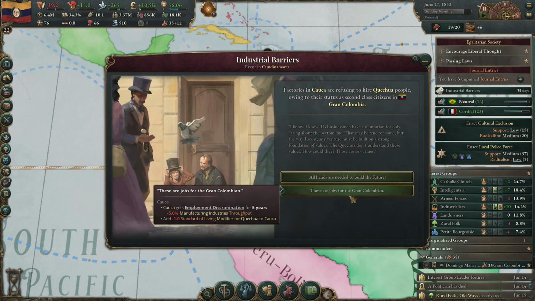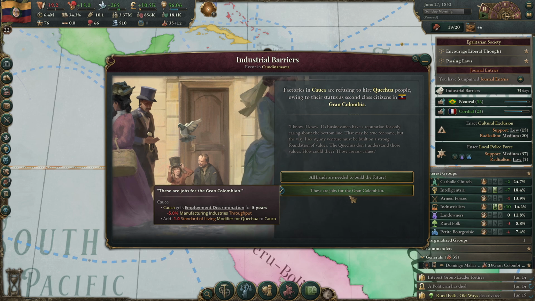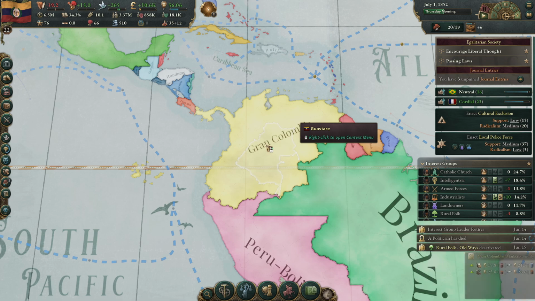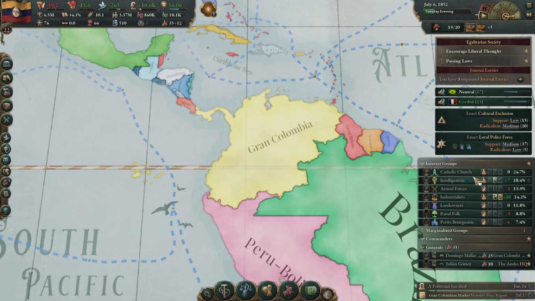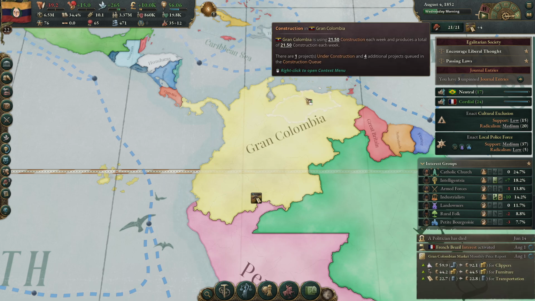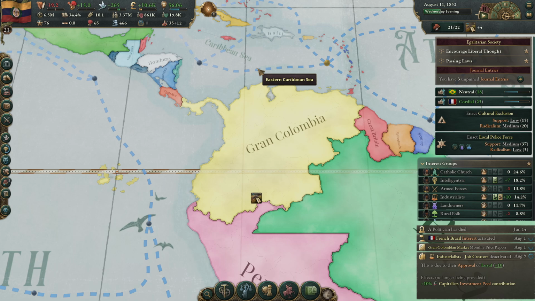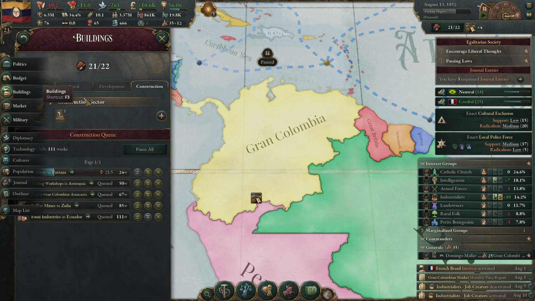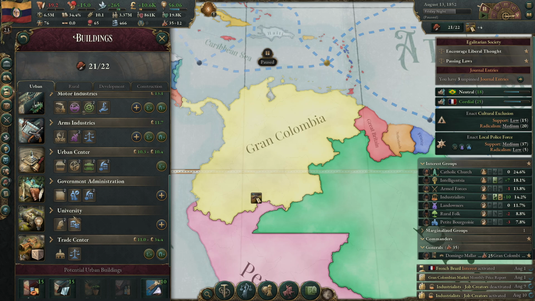Industrial barriers. It doesn't do anything, so let's pick that one. And where are the elections? I'm waiting for the elections to happen, but oh, it's taking some time. Okay, we are having a little bit more construction now. We're gonna build a little bit quicker. There we go, we now have 56 innovation each week. But our literacy is going up, so we have an innovation cap of 101. So we can build a lot more universities to go to that cap.